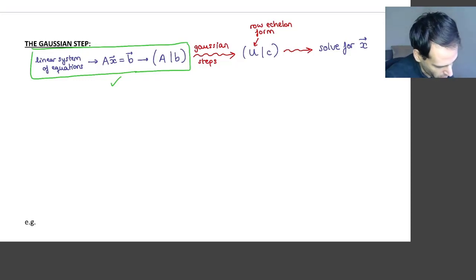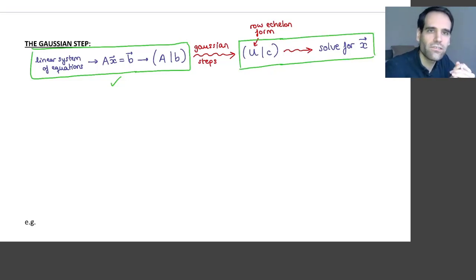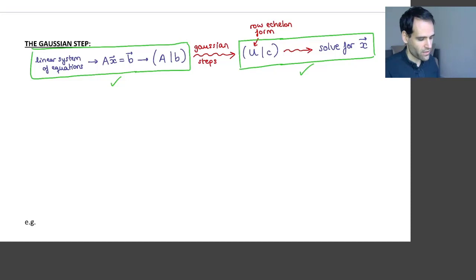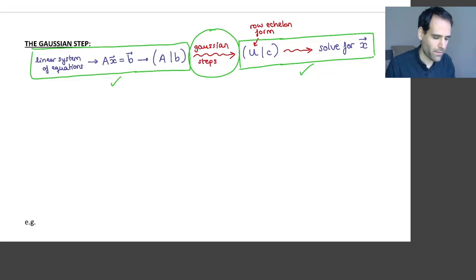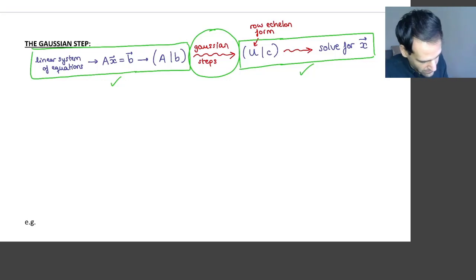You have also seen how you can have a matrix in row echelon form, which has the pivots and so on, and also how to solve that matrix in row echelon form for all of the variables x. So you have seen this. The only part that is still missing, that we will do in this video, is the Gaussian steps, which take you from the augmented form A and b, which are the original linear system of equations, into the row echelon form. Remembering that the solutions for x are the same. So Ux = c must have the same solutions as Ax = b.